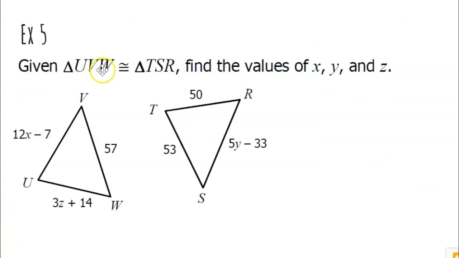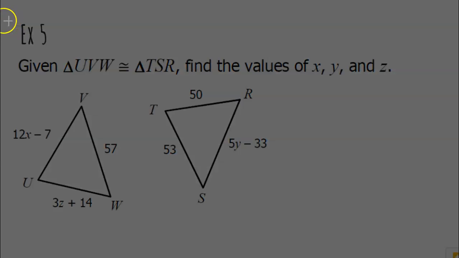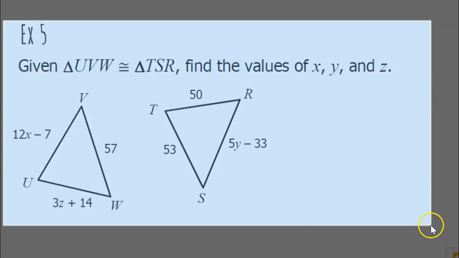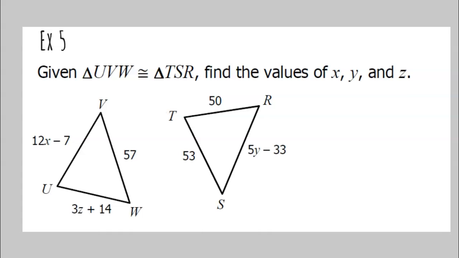Okay, here's example 5. For example 5, they start off by giving you a congruency statement, and you have to find the values of x, y, and z. Now using this congruency statement, I'm going to go ahead and change it over to this program so I can write on it with you guys. Let's go ahead and move it up and over a little bit.